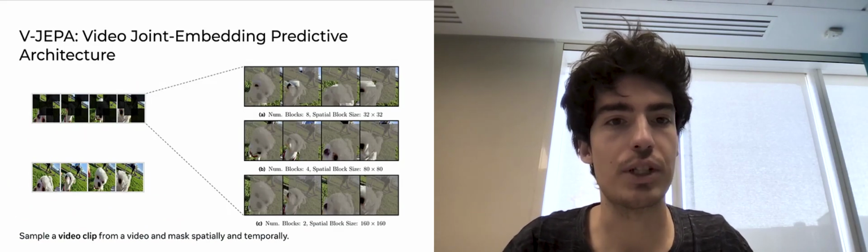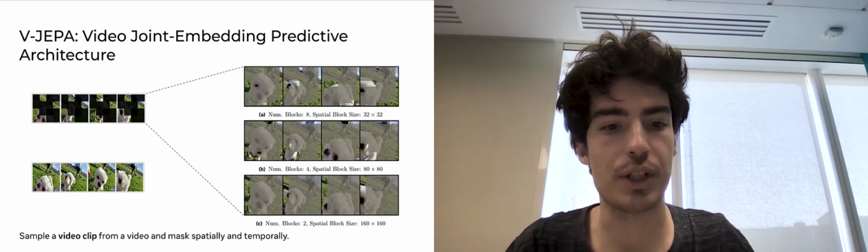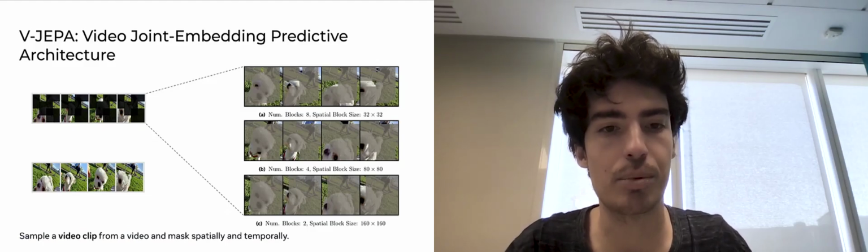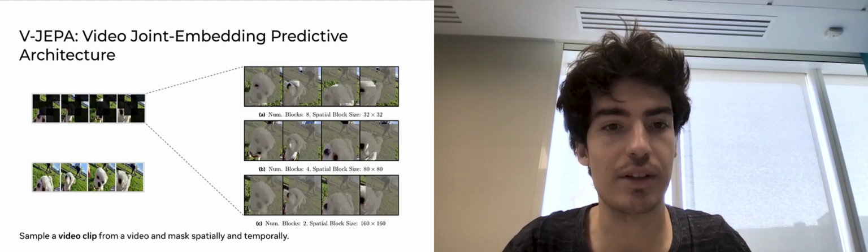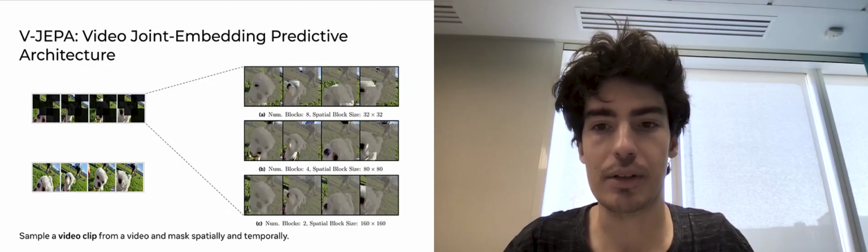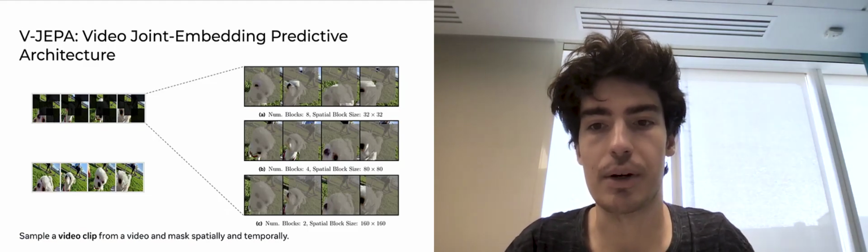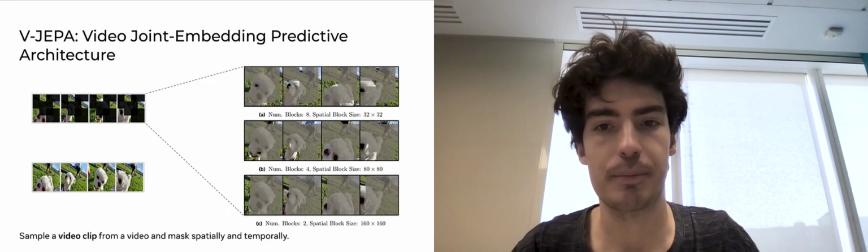So we introduced V-JEPA, a video joint embedding predictive architecture. With V-JEPA, we sample a video clip, and then we mask this clip using random tube masking. These masks can be obtained by sampling blocks of various sizes.